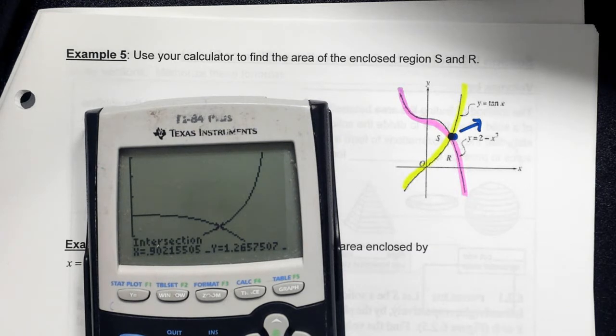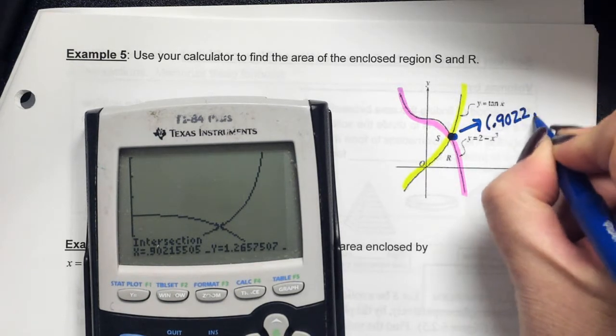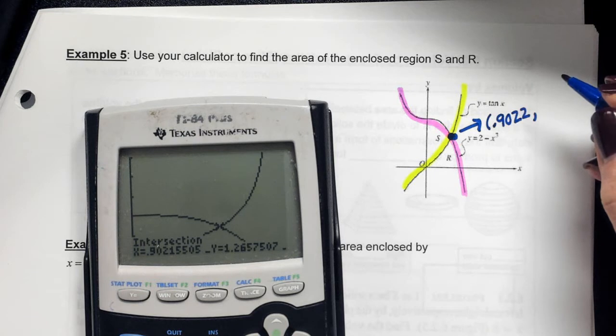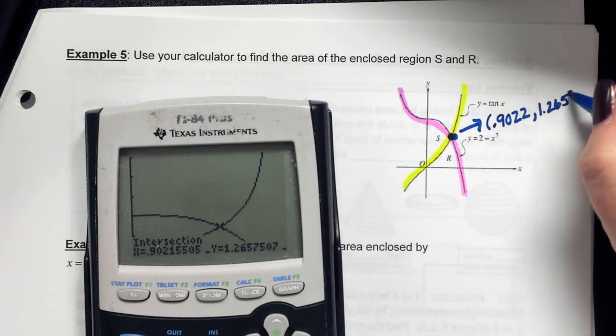And I end up with 0.9022. And like I said, I always write down both. 1.2658.